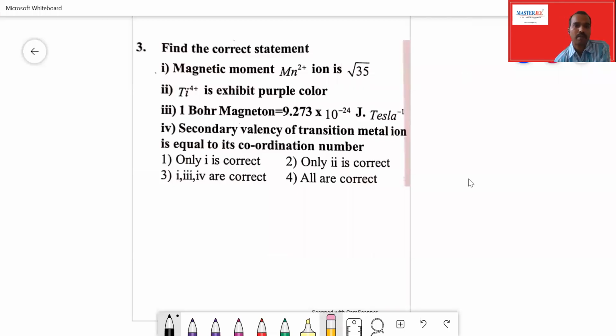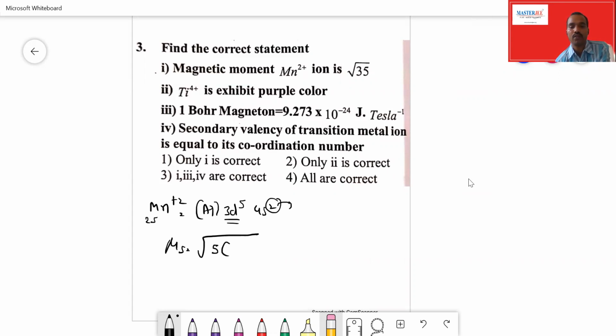Next question: the magnetic moment of Mn2+ is √35. Mn2+, the atomic number is 25, so argon 3d5 4s2. After losing these 2 electrons, 5 unpaired electrons remain. 5 electrons means μs is equal to √(5 × (5 + 2)), using the formula √(n(n + 2)) Bohr magnetons. So 7 into 5, √35. So this is the correct option.